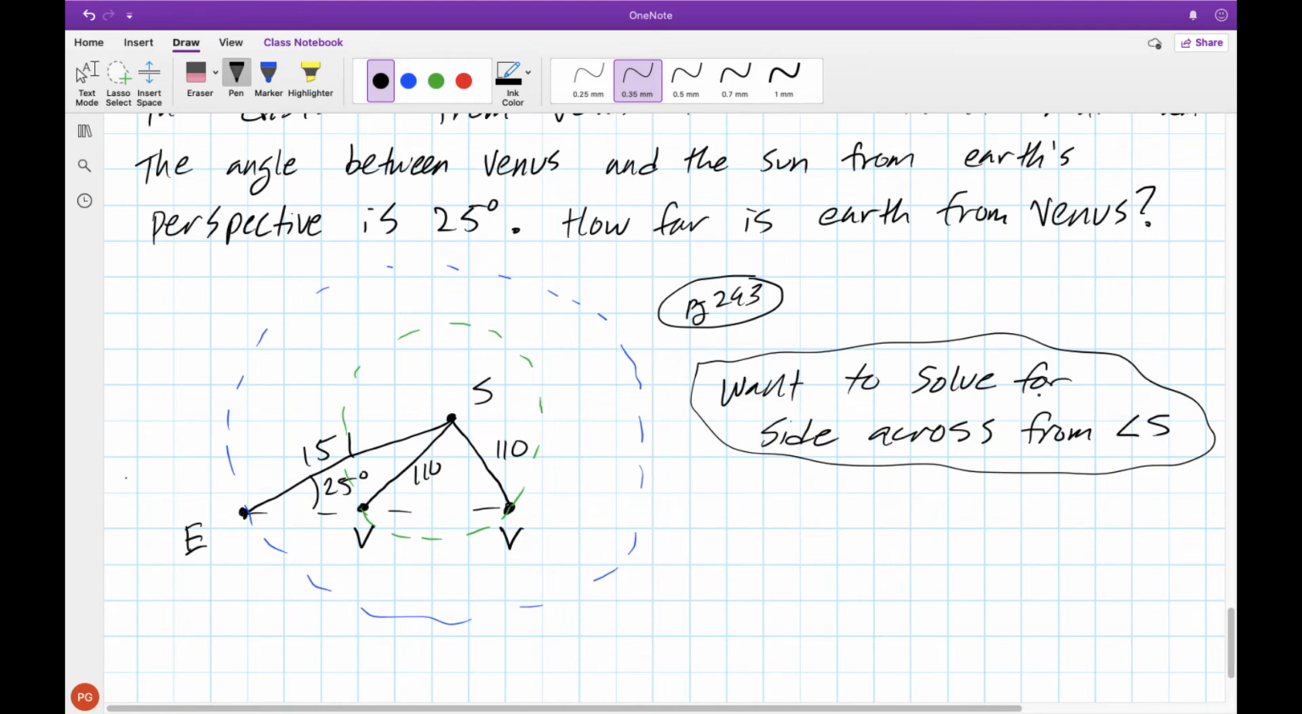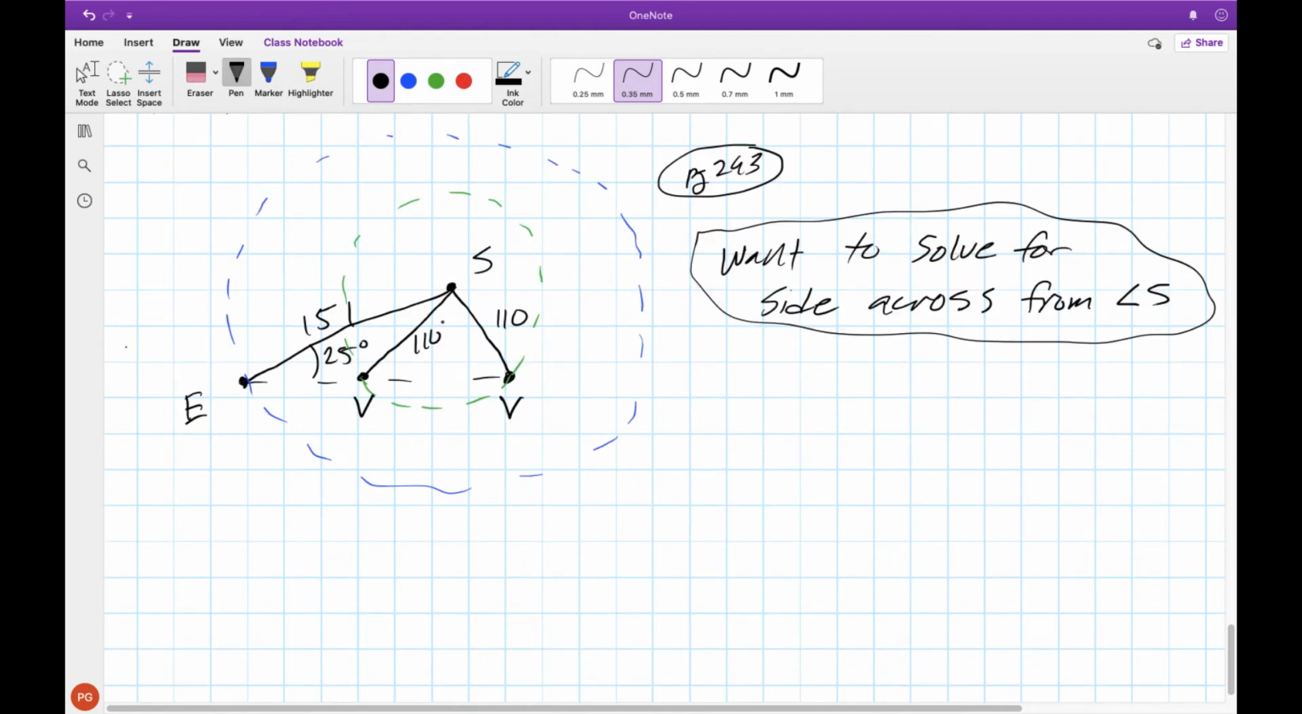Now in this problem, we want to solve for the side across from this angle S. So if we can figure out what this angle S is here, we can figure out the side across from it. So either that's going to be this smaller distance or this larger distance. But notice we have an angle and a side across from it as a pair here. So we can use this side right here to figure out what these two angles could possibly be. So using our sine law, we have the sine of our angle E here, 25 degrees, and the side across from it, which is 110, as well as the angle V here, as well as the side across from it, 151. Now we know the angle E, so let's try and solve for the angle V here.